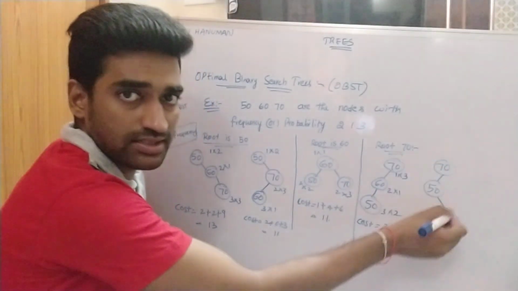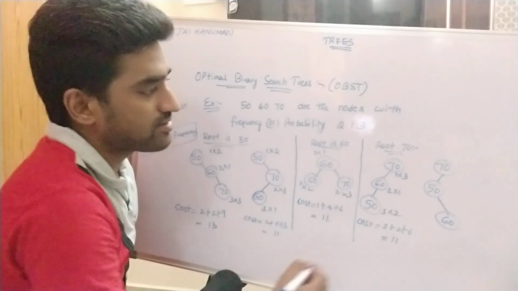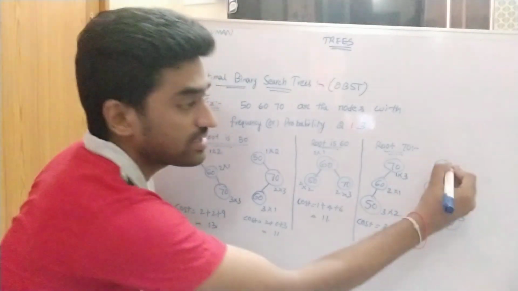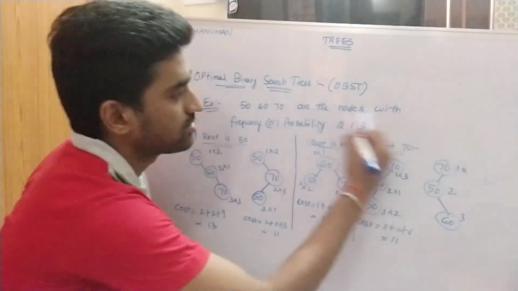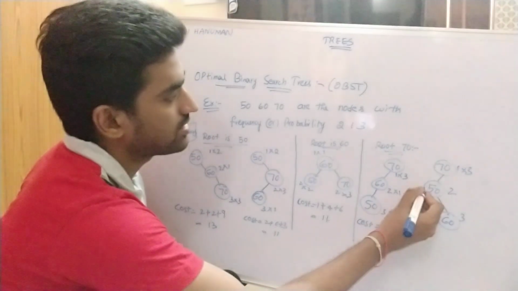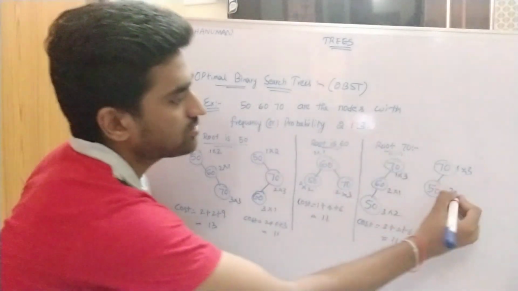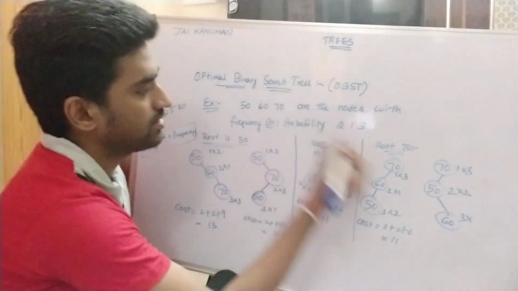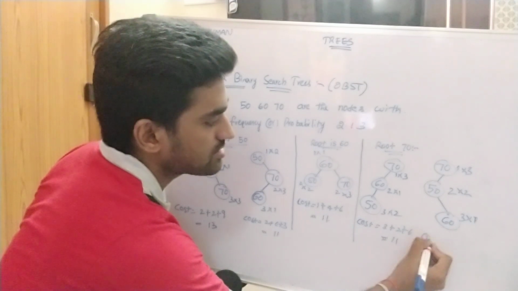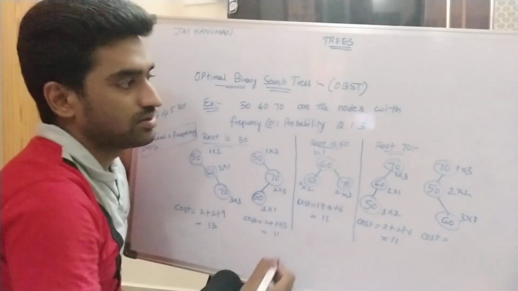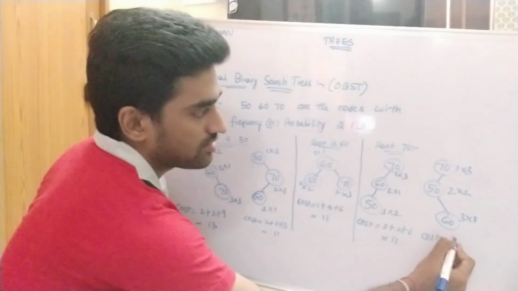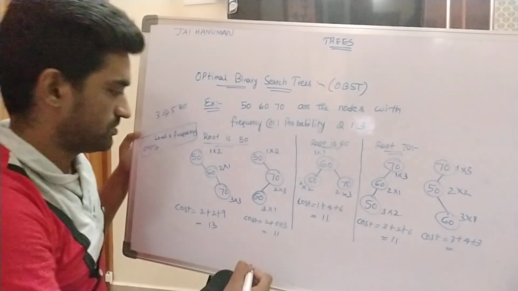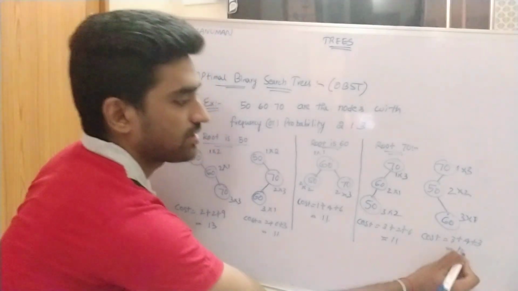Here I am calculating the cost of this binary search tree. For 70, levels are 1, 2, 3. So 70, 1 into 3, then 50 into 2, 60 into 1. So the cost of this binary tree is 3 plus 4 plus 3, which is equivalent to 10.